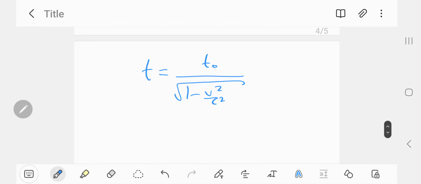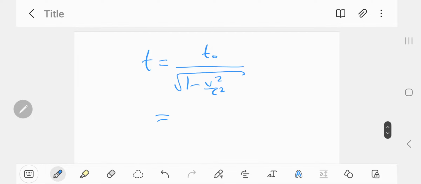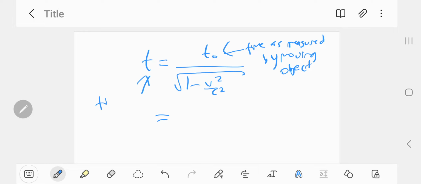And as I said before, you don't need to memorize this. It's given in the formula sheet in HSC. So T sub naught, in other words, is the time as measured by the moving object. And T is the time measured by the stationary object.